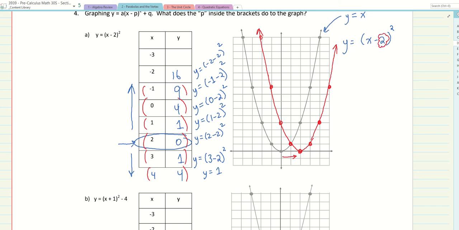Here's why this is a little bit tricky: we have to see what number's been subtracted there to tell right or left. So since we're subtracting 2, it's 2 to the right. All right, so I guess what I'm saying is it's kind of opposite.